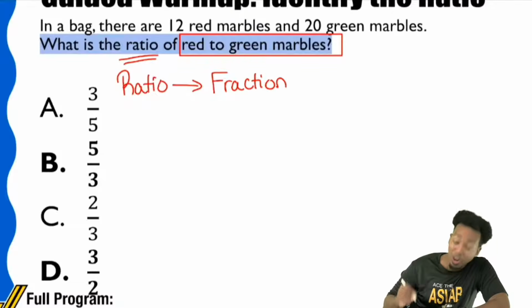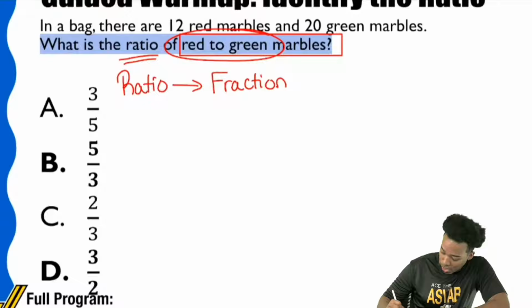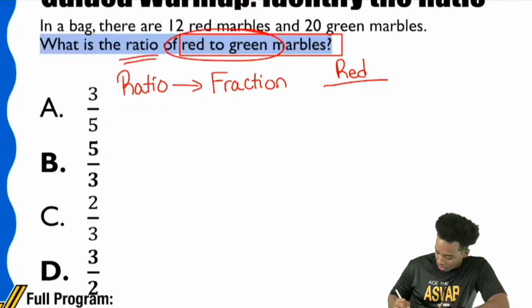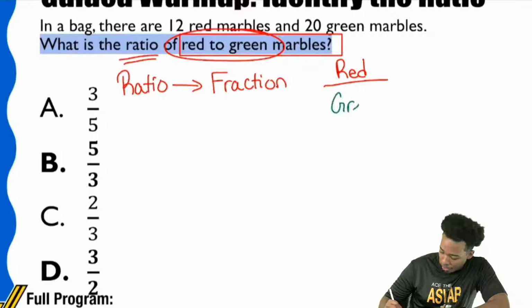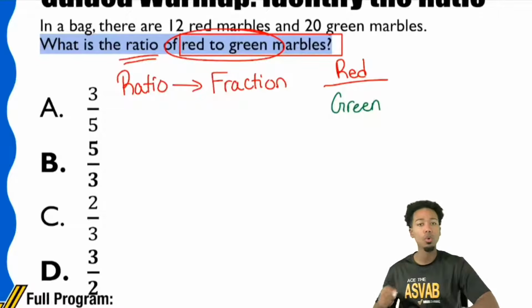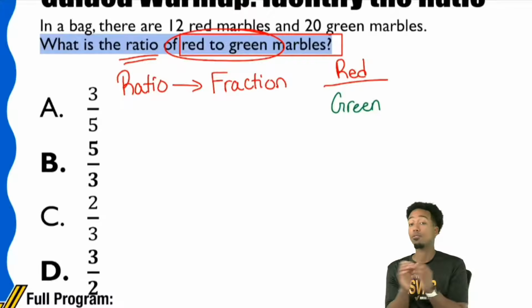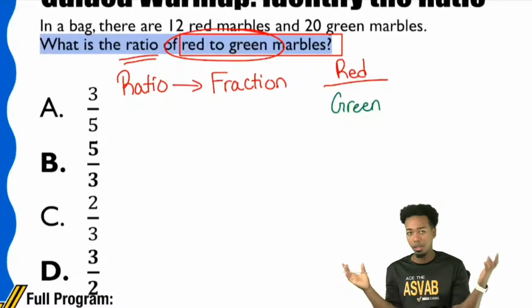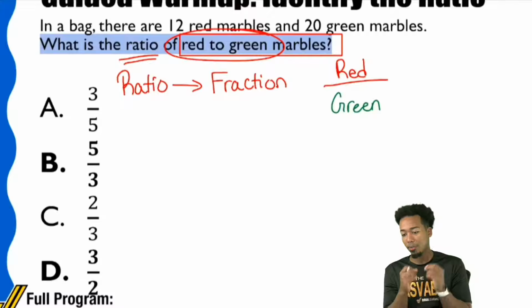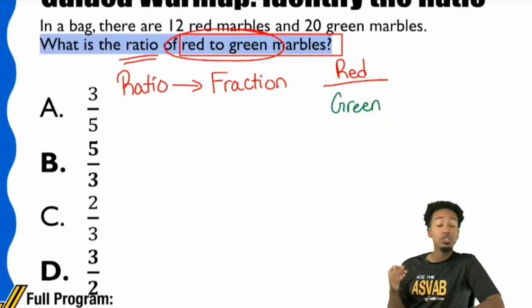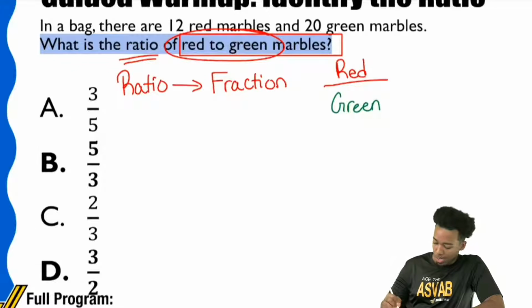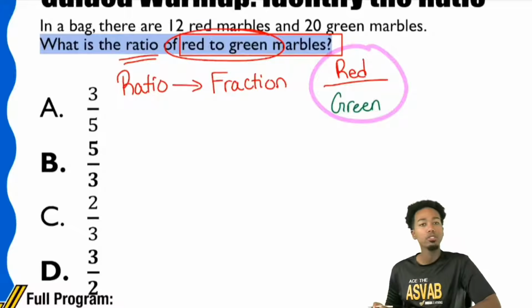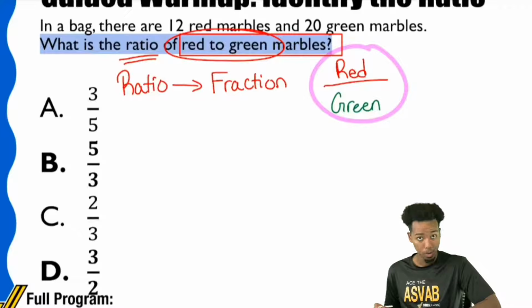And in this problem, they're asking you to compare red to green. So that means we need red up top and green on the bottom. Not the other way around. Again, the order matters. If you would have put green marbles up top and red on bottom, you're done. Go home. No, not going to work. So again, ratios and fractions are the same thing. And all this problem is asking you to do is write a fraction that's comparing red to green marbles.